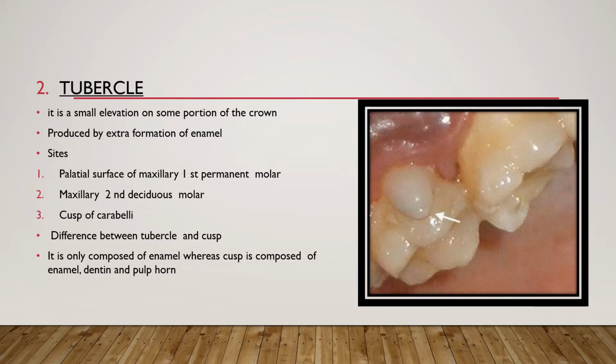Some common sites where a tubercle can be seen are the palatal surface of the maxillary first permanent molar, the maxillary second deciduous molar, and the cusp of Carabelli, which are some common examples. Now there is a major difference between a tubercle and a cusp. As you know, they are both elevations on the crown. But what is the difference? The tubercle is composed only of enamel, whereas a cusp is composed of enamel, dentine and pulp. You can see in the picture a tubercle on the palatal surface of the maxillary first molar.